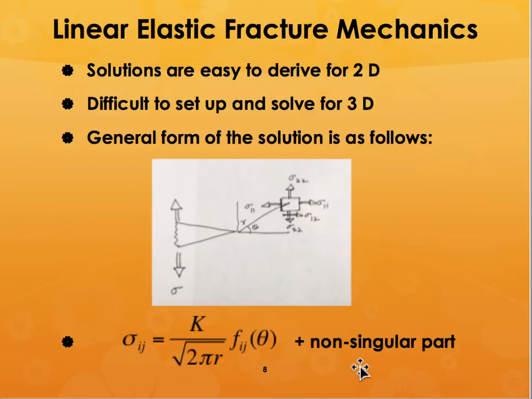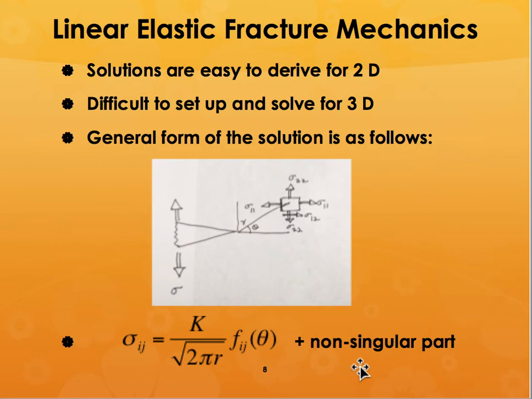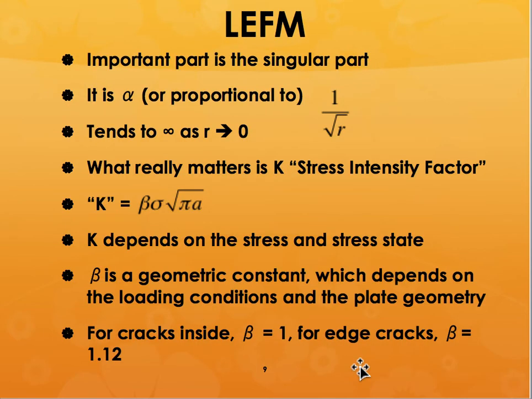So what is to note is that you have a singular part and you have a non-singular part. The most important part in LEFM is the singular part. It is proportional to 1 over under root R, and as R tends to 0, so as close to the crack tip as possible, this tends to infinity.